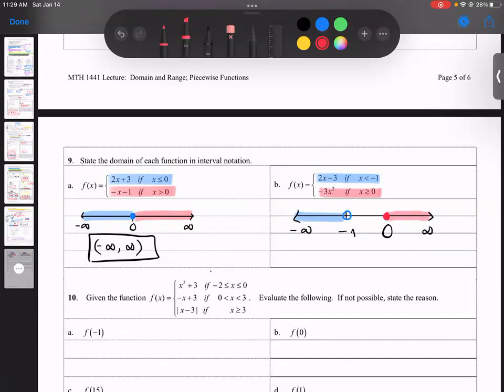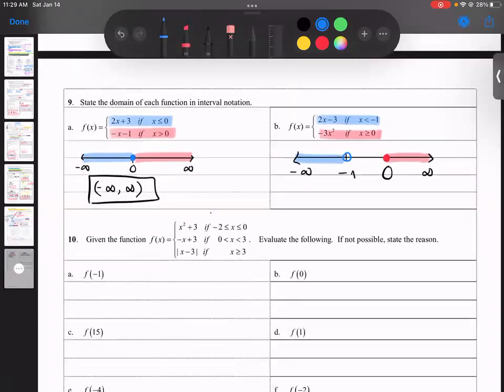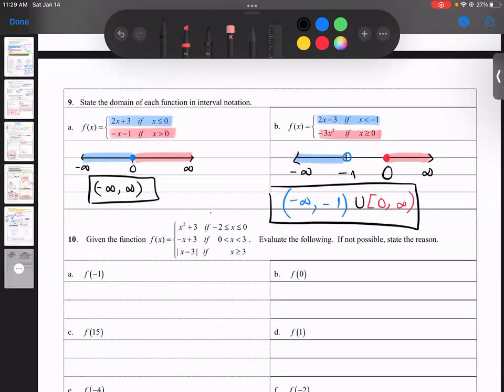As you can see here, you cannot combine the domain. You have two separate domains because there's a gap in between. So your domain will be from -infinity to -1, parenthesis, union, 0, bracket, because 0 is included, to infinity. And that will be your final answer. See, in this case, you cannot combine the domain.